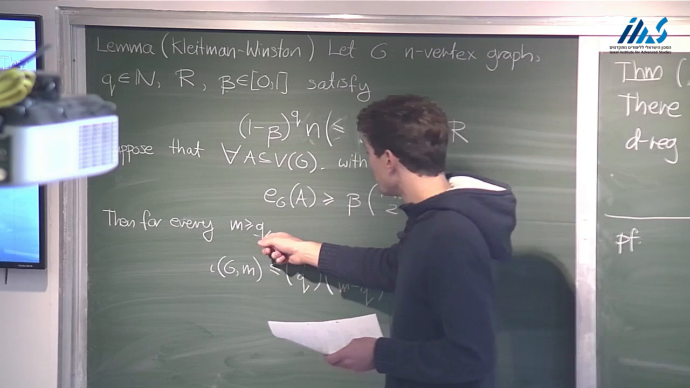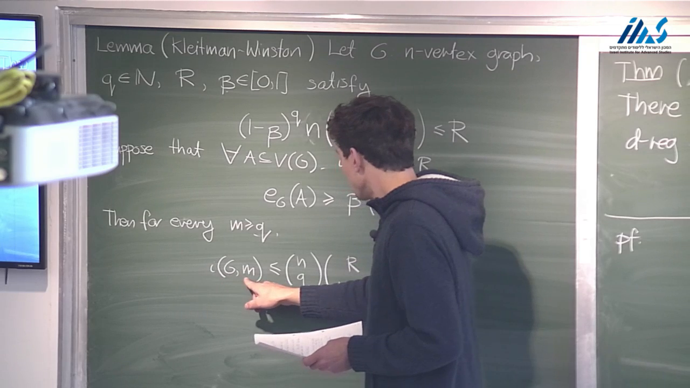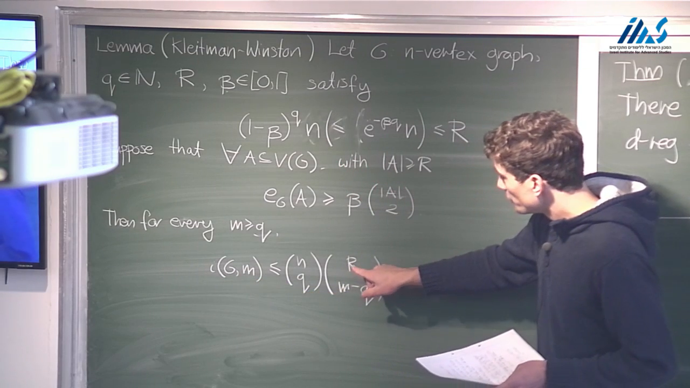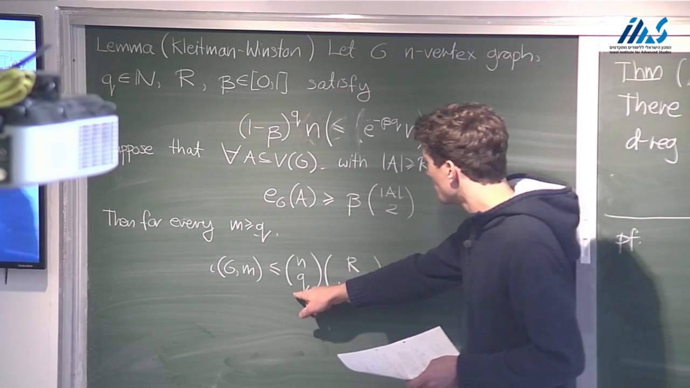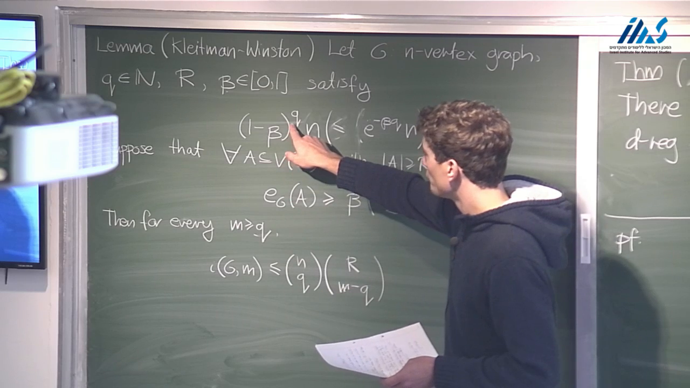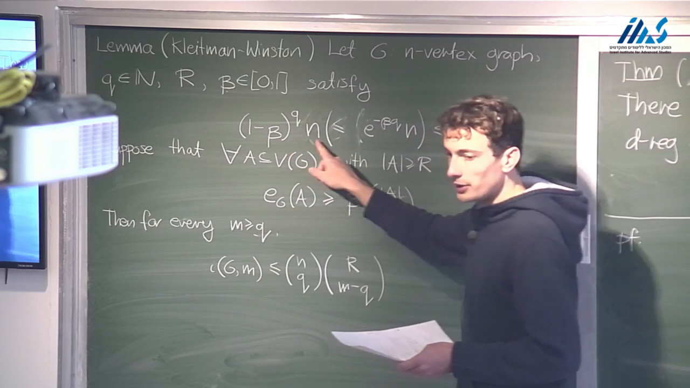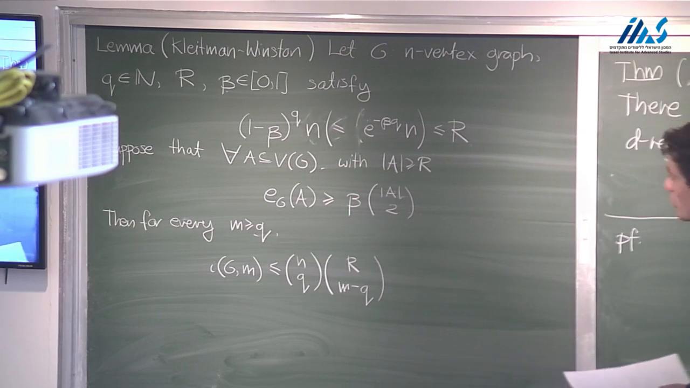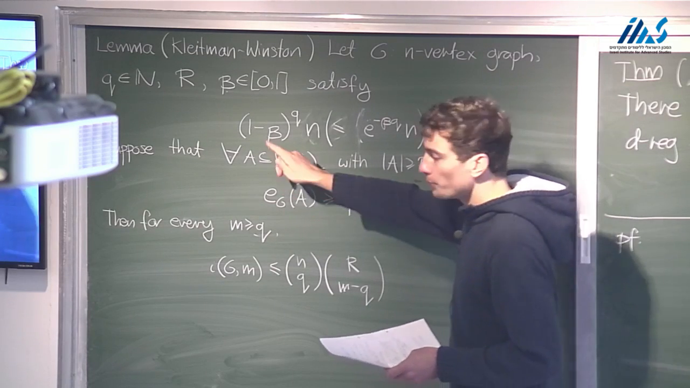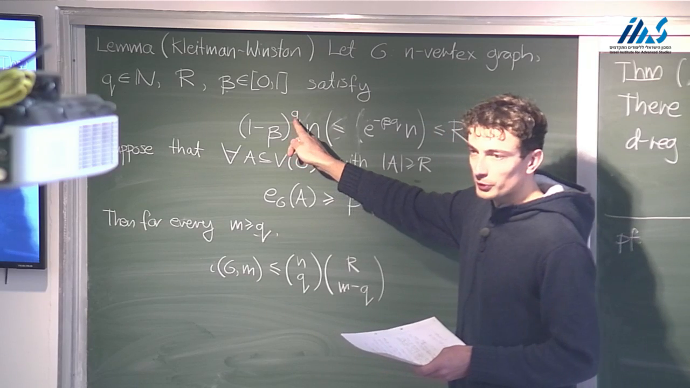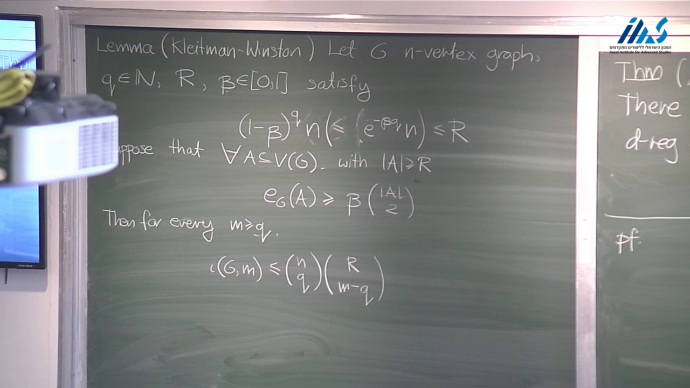So it contains at least beta times A choose two edges. And then the conclusion is that the number of independent sets in G of size m is not much more than the number of m-subsets of a set of size R. And here the error is this n choose q, where q is the smallest number such that (1 minus beta) to the q times n is at most R. So how one would apply it: first we need to choose R, then we compute beta, then we choose the best possible q, and we get this bound. So let's see how it's done on this example.